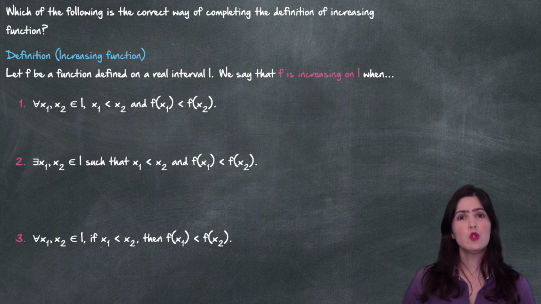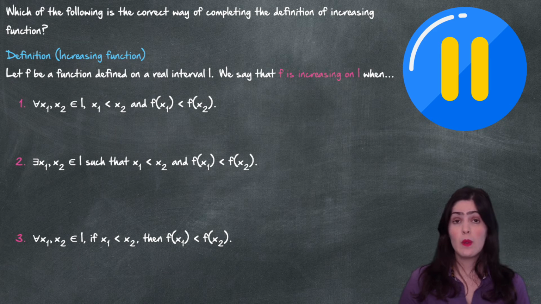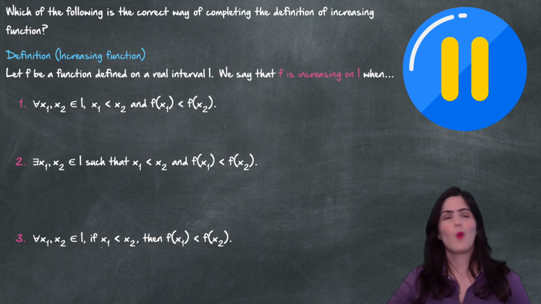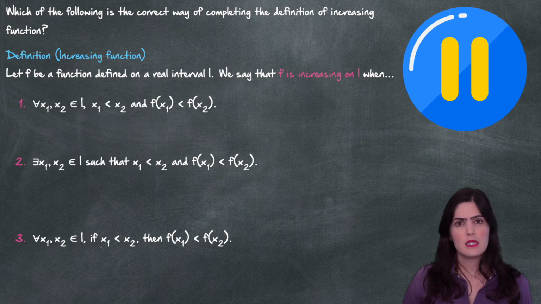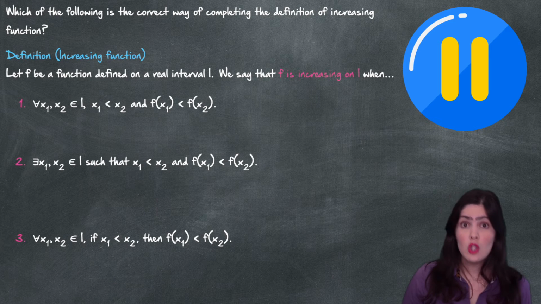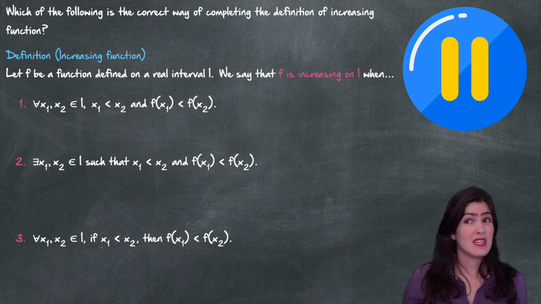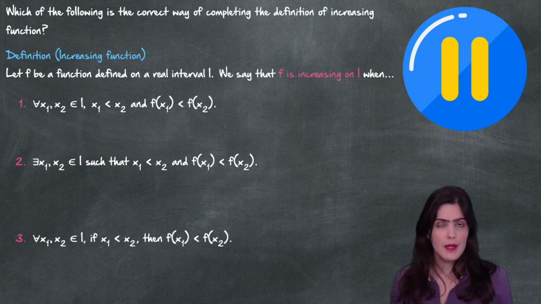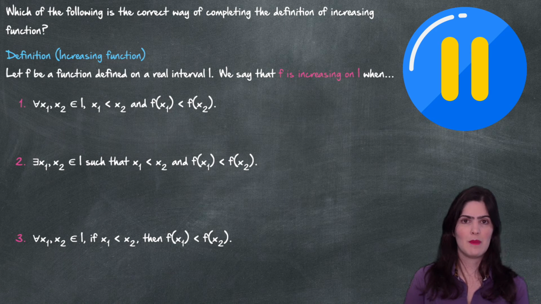And now I invite you to pause the video and try to work out which one actually means what we want to say. So which one means that the graph goes up, or that the larger the x is, the larger the f of x is. So try to think about it. And if you think that one of them is not the correct way of completing the definition, try to think about why. What makes it wrong? Maybe you know that there is a function that is not increasing that satisfies it. Try to think about it, but please pause the video, and I'll see you back in a few minutes.